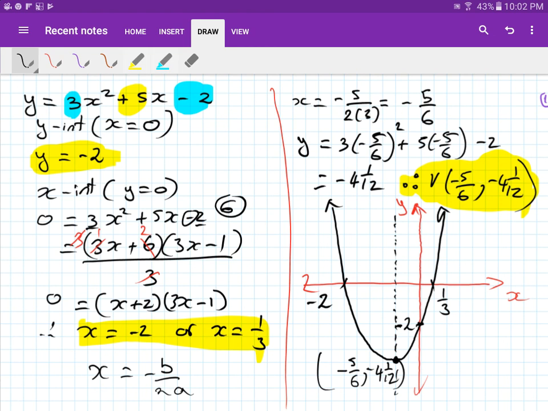Remember, just follow 3 steps. Step number 1, find the x-intercept. I mean y-intercept or x-intercept first, it doesn't matter. You find the y-intercept and x-intercept. Then find the axis of symmetry and substitute the x value into the original function to get the y value. Then just plot the graph.